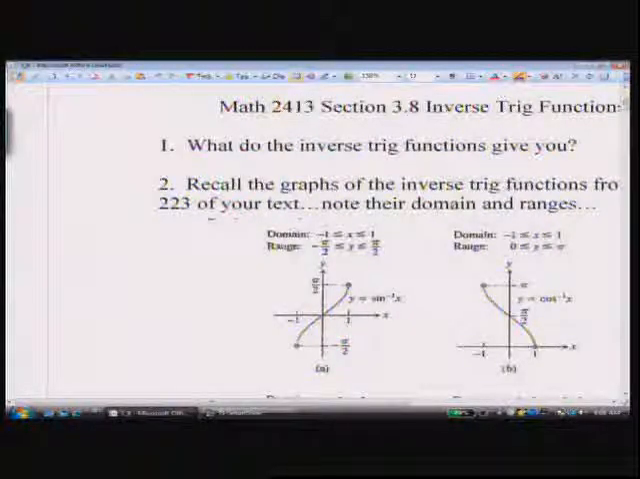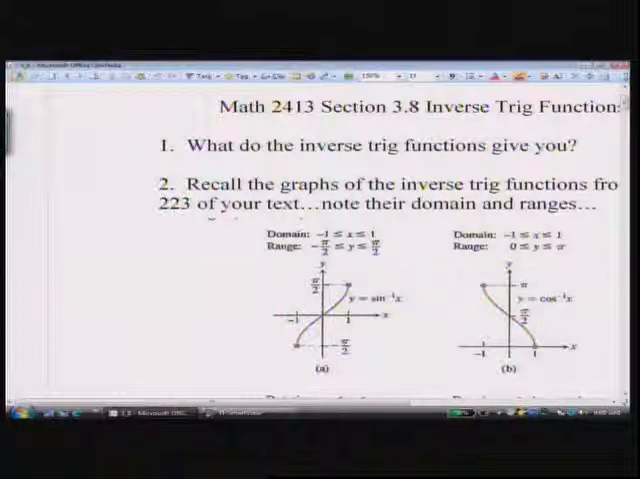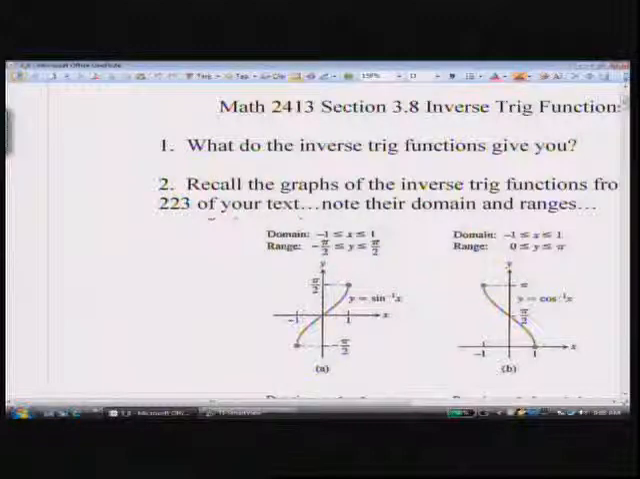All right, so the first question is, what do the inverse trig functions give you? The inverse trig function, remember, when you take the sine of 30 degrees, it gives you the ratio that's associated with a 30-degree angle. Remember, the triangle, it doesn't matter how big the triangle is. If you have a 30-degree angle in the right triangle, the ratio of the opposite to the hypotenuse will always reduce down to 1/2.